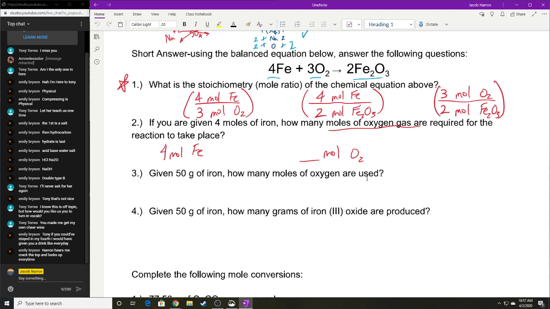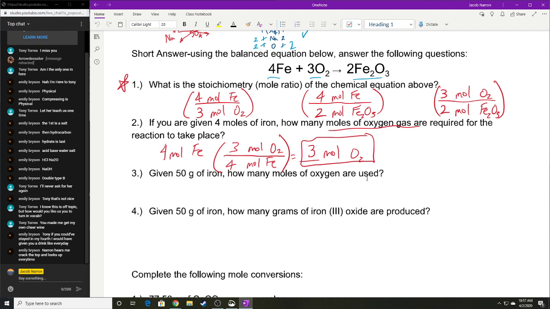So I'm just going to do a conversion really quick. It's not super complicated. I want to get rid of moles of iron, so I'm going to put that on the bottom. I want to get moles of oxygen, so I'll put that up on top. And hey, moles of O2. Looking at my chemical equation, I can see that for every 4 moles of iron, I need 3 moles of O2. And if you guys haven't figured it out already, you just do the math. 4 times 3 is 12, divided by 4 gets you back to 3. So 3 moles of O2 is what we're looking for there. Number 3, this one's a little bit different.